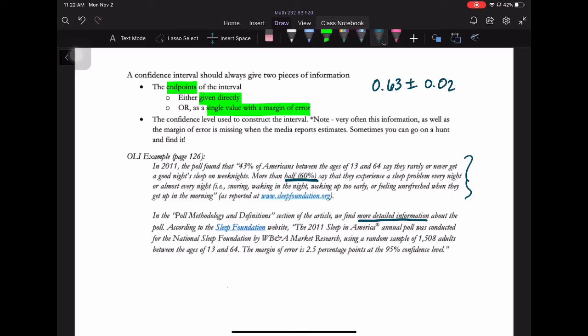Well, moving down to the next paragraph, it says, in the methodology and definition section, we find more detailed information about the poll. The annual poll was conducted. They used a random sample of 1,508 adults between the ages of 13 and 64. The margin of error was 2.5% at 95% confidence. So what they're saying is I can have this lower and upper limit where I'm going to be taking my proportion minus 2 times my standard error, and then I'm going to do my proportion plus 2 times my standard error to get my confidence interval. We have 60% minus 2.5% and 60% plus 2.5%. And that's going to be my confidence interval, which gives us 57.5% to 62.5%. And that's with 95% confidence.